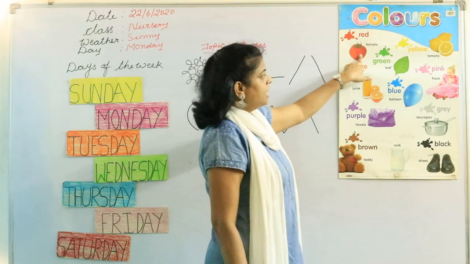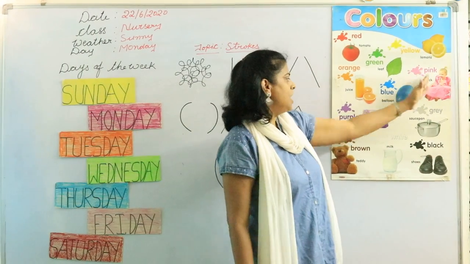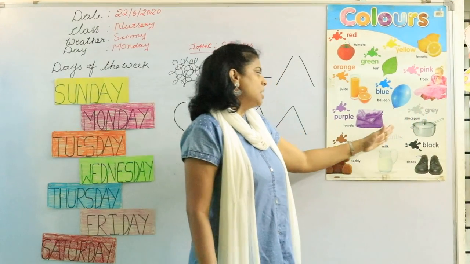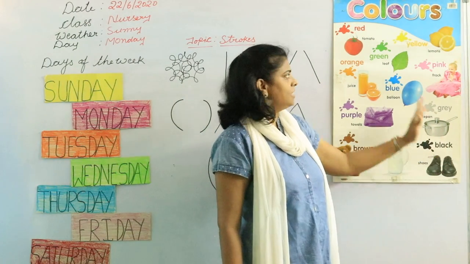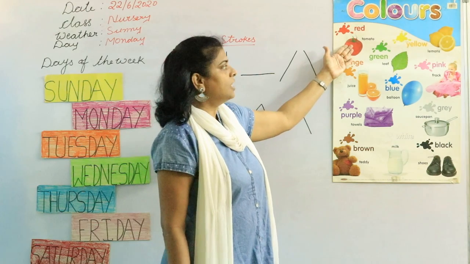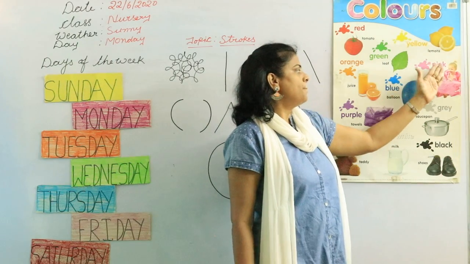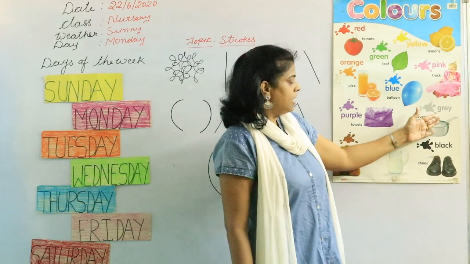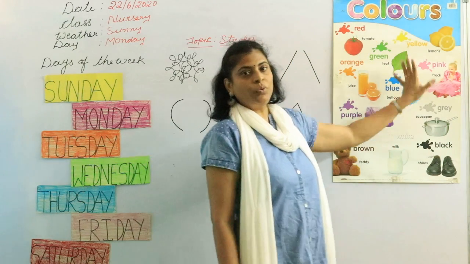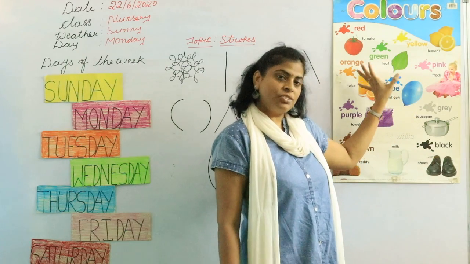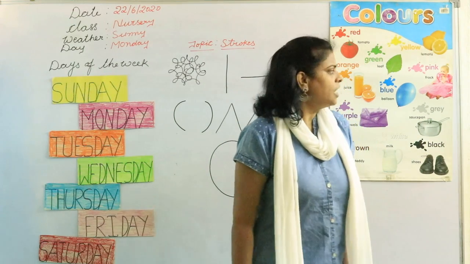What is this? Red color, yellow color, green color, orange color, blue color, pink color, purple color, gray color, white color, brown color, and black color. Once again, yes? What is this? It's a red color, green color, yellow color, orange color, blue color, pink color, purple color, gray color, brown color, white color, and black color. These are all colors. Daily you wear good, pretty, beautiful colored dresses, right? So you have to identify what color dress you are wearing every day. Okay? Okay, let us see some pictures.